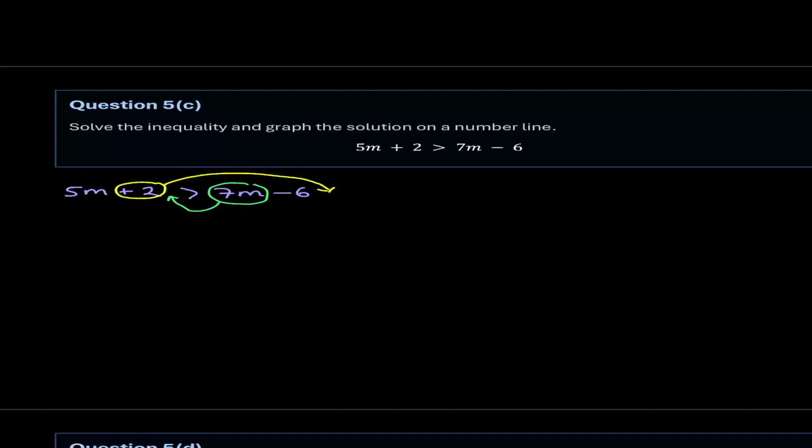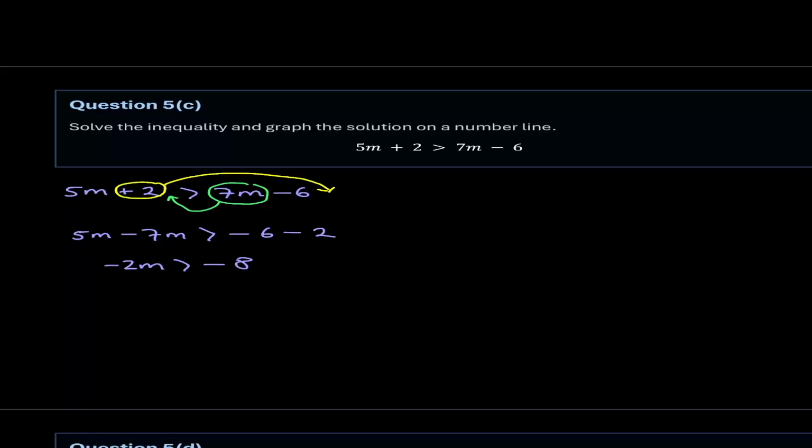So that 2 is positive on the left, so when you move it to the right, it becomes negative. And that 7 is also positive, so when you move it to the left, it becomes negative. So my left-hand side is 5m take 7m, and my right-hand side would be that -6, and then we brought that 2 across, so -6 take 2. 5m take 7m is -2m, and -6 take 2 is -8.